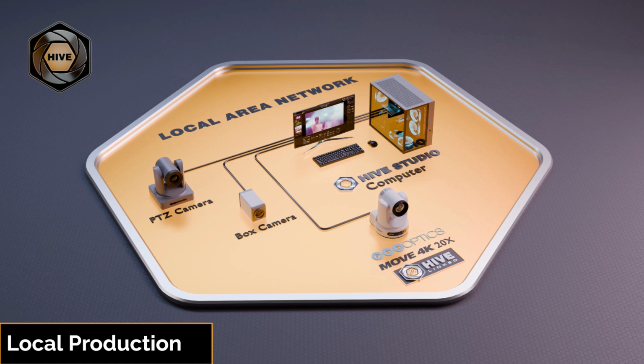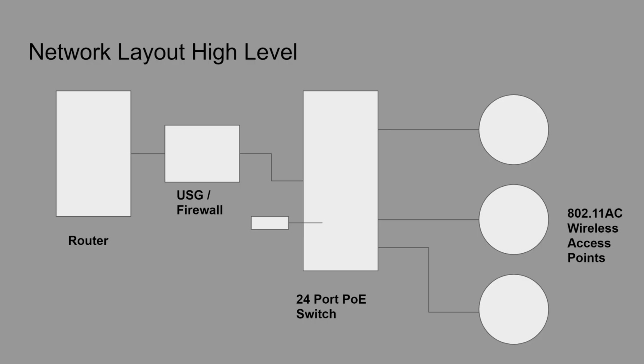Now, these PTZ cameras, let's say they're NDI cameras. Each NDI camera has a bit rate, which it sends over your network to the computer. Let's look at a high-level view of a network so that you can understand how this all works. Generally, a network has a router, which connects us to the internet. There may or may not be a firewall, whether it's built into the router or separate. You have a network switch where you connect all of your sources, whether those be cameras, computers, or printers. And then you might even have wireless access points. All of this works together to create a local area network.